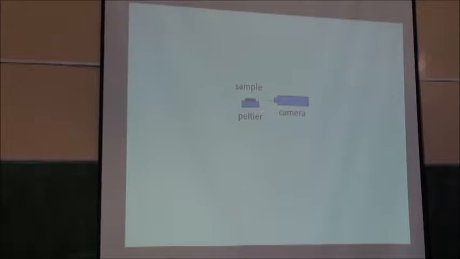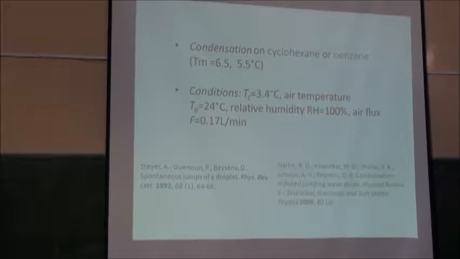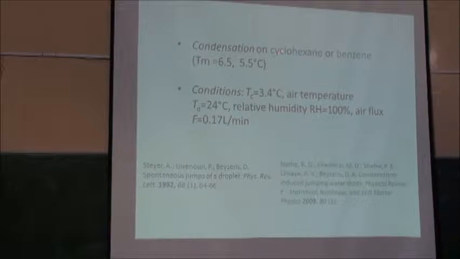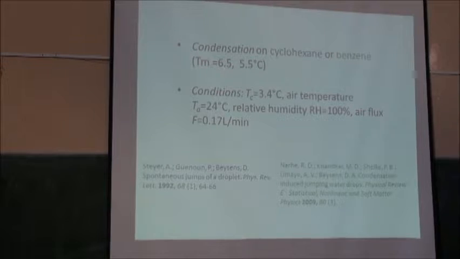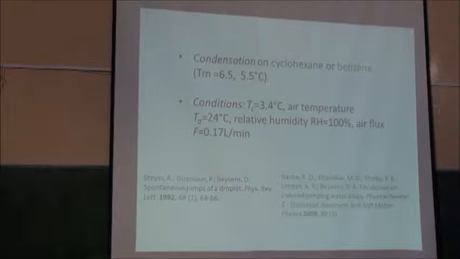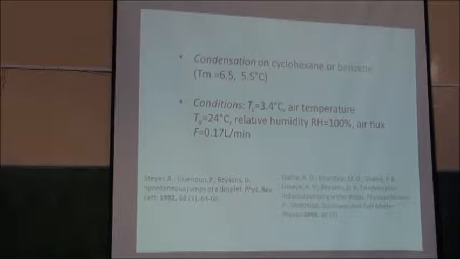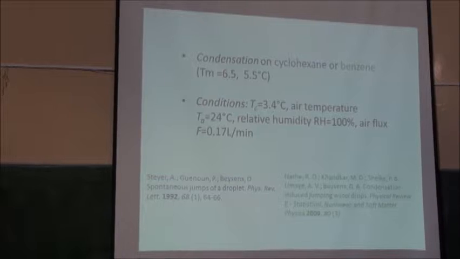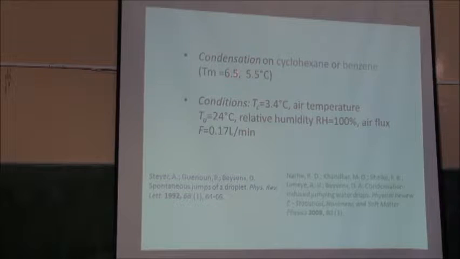So that's another experiment. We have the same Peltier, the sample, and we look from the side. Now, what we will look at is the condensation of water on cyclohexane or benzene. The melting point of cyclohexane is 6.5 Celsius, and benzene is 5.5. In fact, we'll see later that there are many other materials whose melting point is around the same or below.